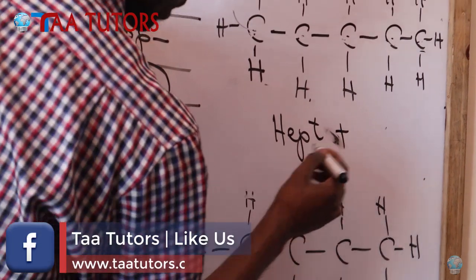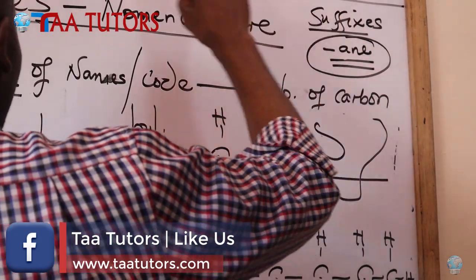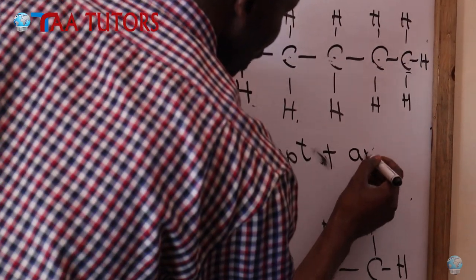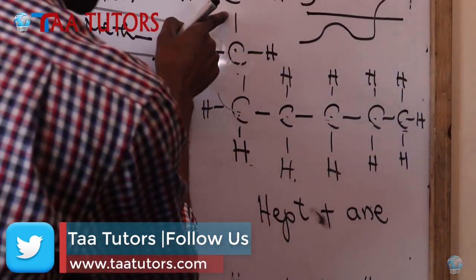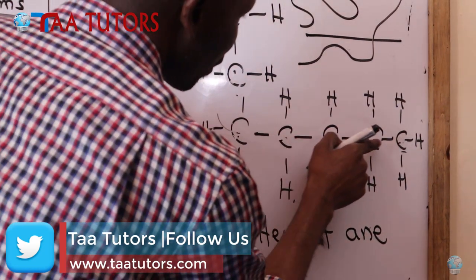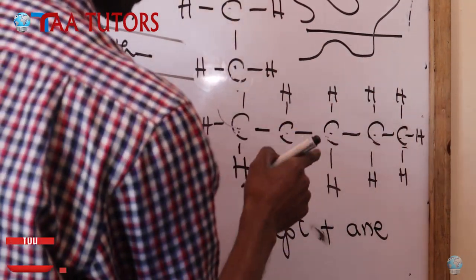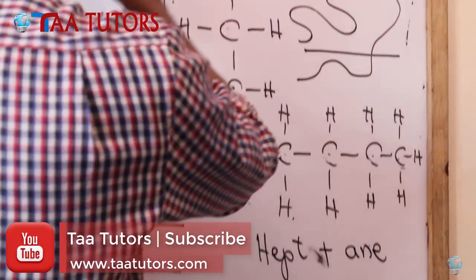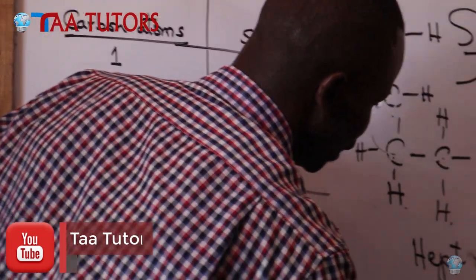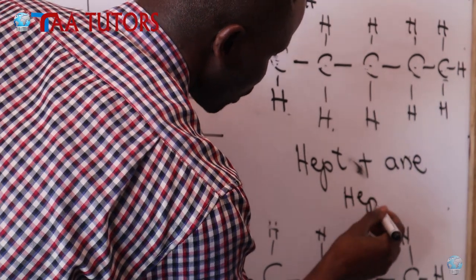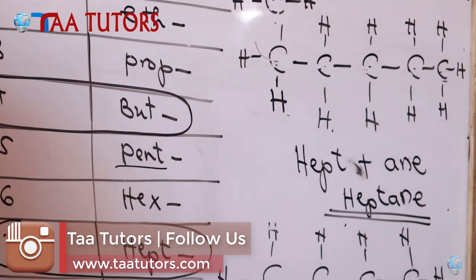We know this hept, we must add it to the suffix. And the suffix is A-N-E for alkane. So we are going to say A-N-E. How do we know we should add A-N-E? We check the bonds that are there. Is there a double bond? No. Is there a triple bond? No. What is there? Single carbon bond throughout. So we end with A-N-E, meaning we have the name alkane. So our name here is hept plus ane. We end with heptane. Heptane becomes our name.